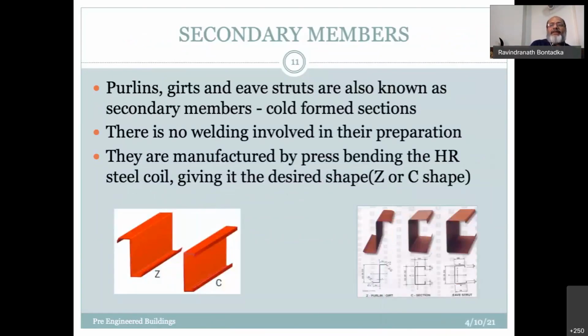Purlins, girts, and eave struts are also known as the secondary members, which are mostly cold-formed sections. There is no welding involved in their preparation at site, so it's going to be a bolted connection in all these places. You are not going to do any welding there. They are manufactured by press bending of HR steel coil, giving it the desired shape, whether it can be a Z shape or C shape, for purlin or eave strut, whatever we use. These are the things we use.